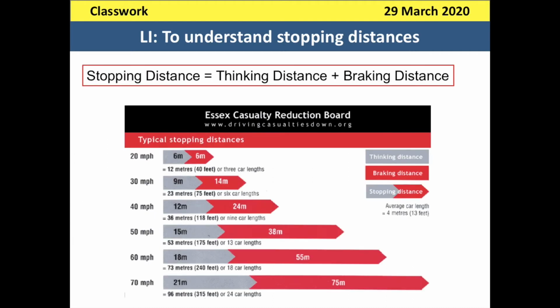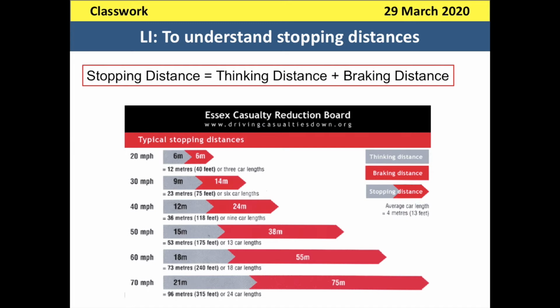Now, the stopping distance is actually made up of two separate things. It is made up of the thinking distance and the braking distance, and we've got an equation there highlighted in red that we need to learn, which is that the stopping distance is equal to the thinking distance plus the braking distance. Now, the thinking distance is the distance travelled during the driver's reaction time, so the time when they see a hazard and then realise that they need to apply the brake.